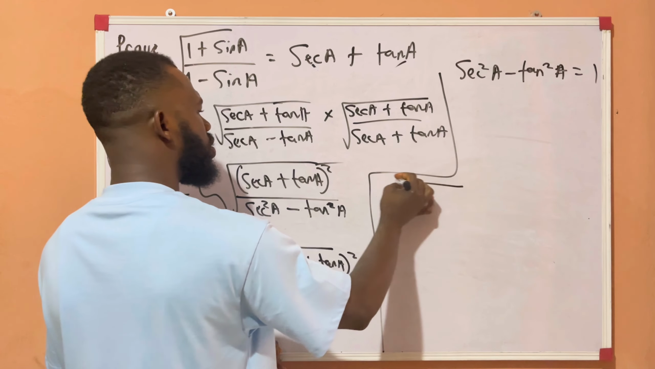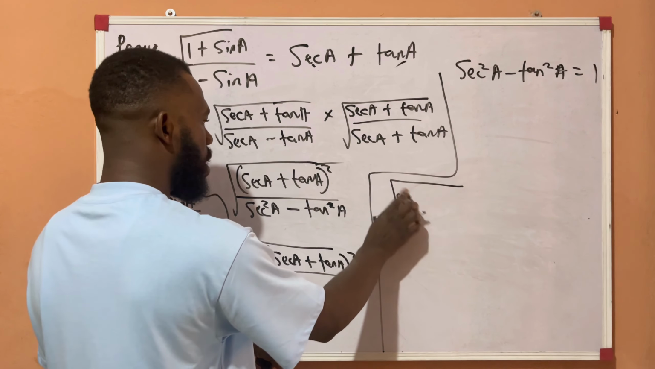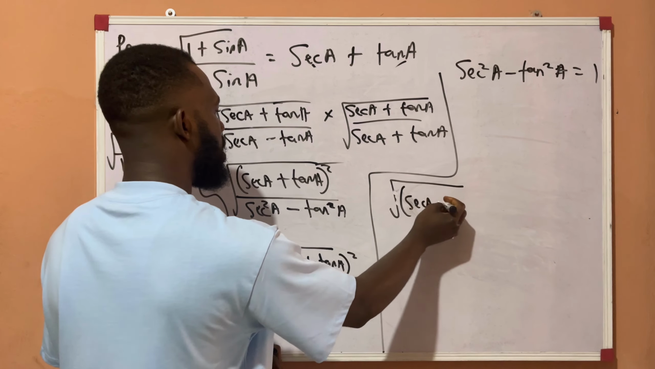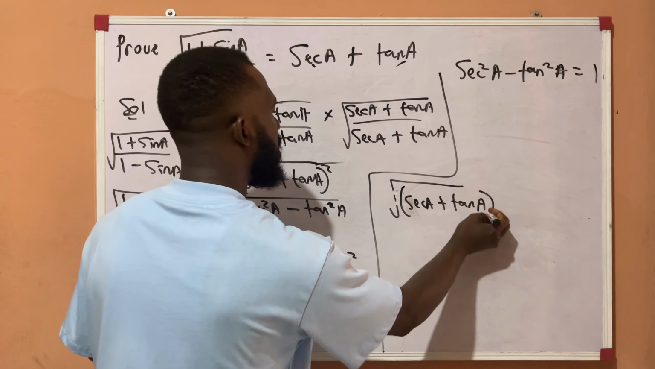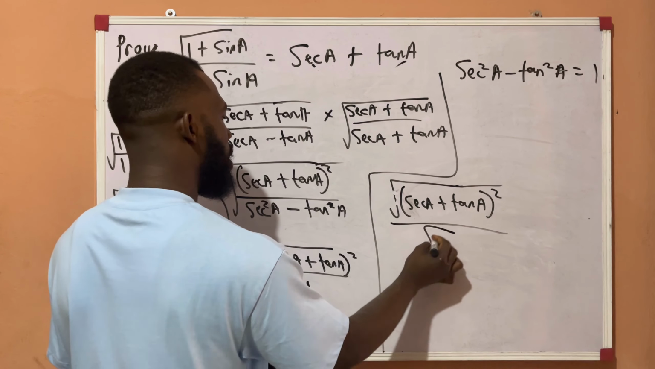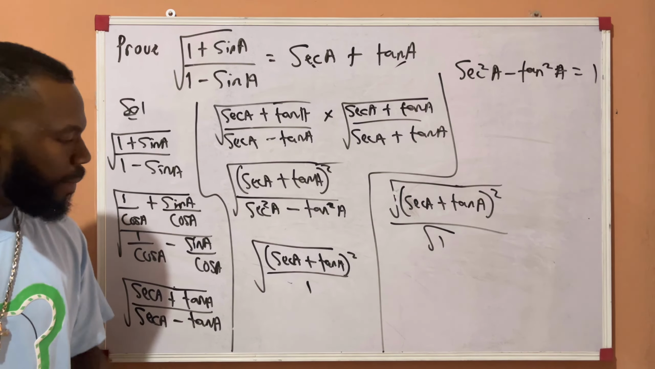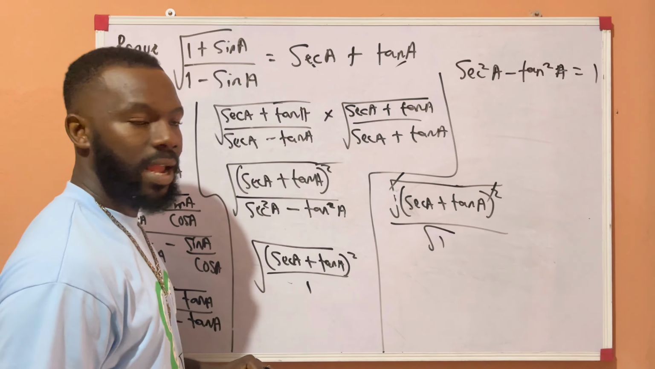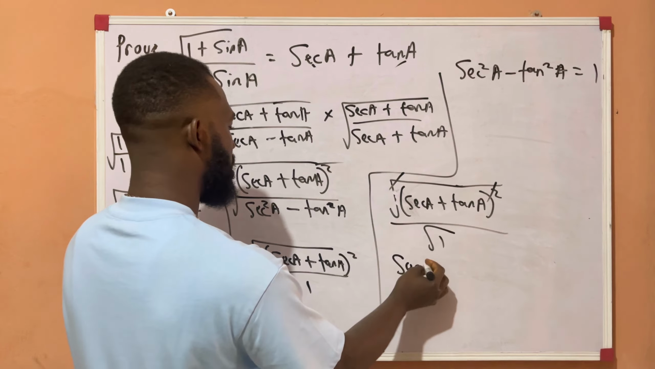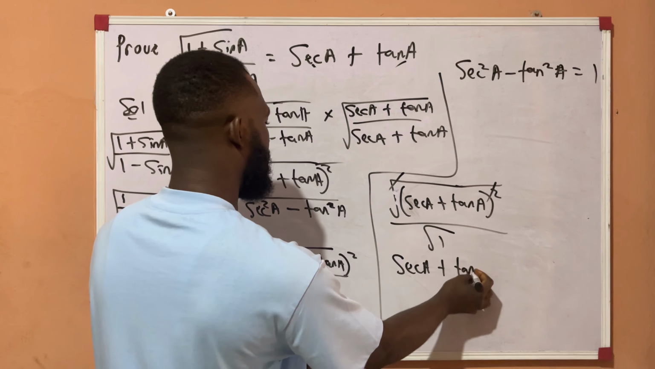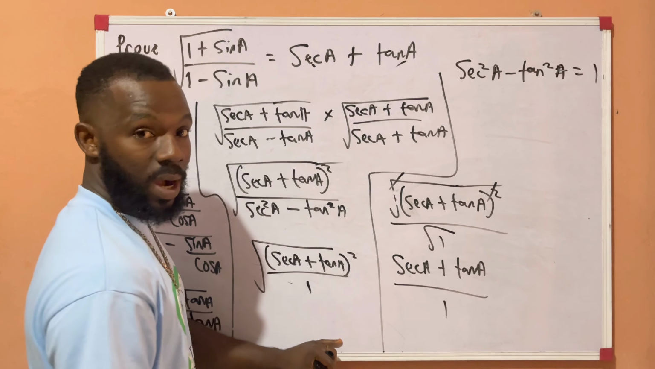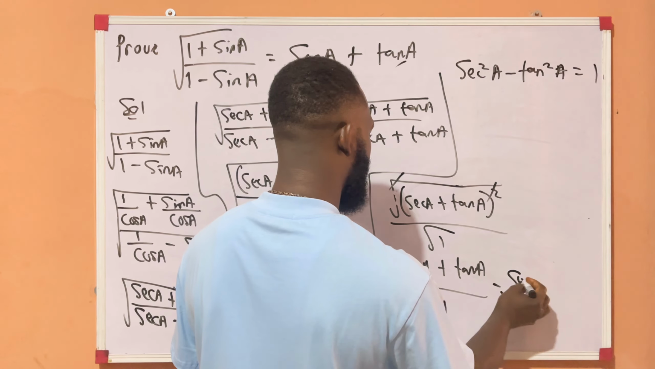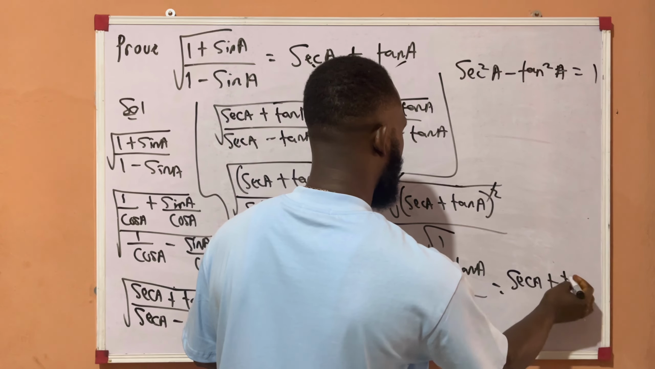Here becomes the numerator, square root of sec A plus tan A raised to power 2, all over the square root of 1. That's what you get if you separate it, because the square root affects the numerator and the denominator. Plus, when square roots cancel out the square, we are going to be left with just sec A plus tan A. And now the square root of 1 gives us 1. And of course, sec A plus tan A divided by 1 gives us sec A plus tan A.